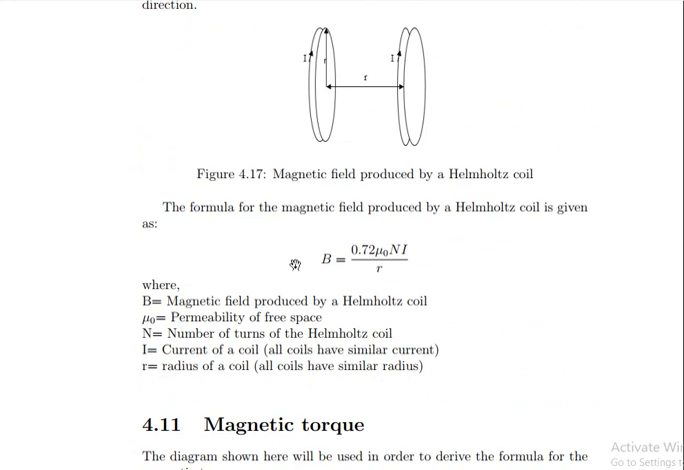So now when you have all this in place and you form your Helmholtz coil, the magnetic field that is going to be produced by the Helmholtz coil is equal to 0.72 mu 0 N i all over r, and this formula has been proven experimentally.